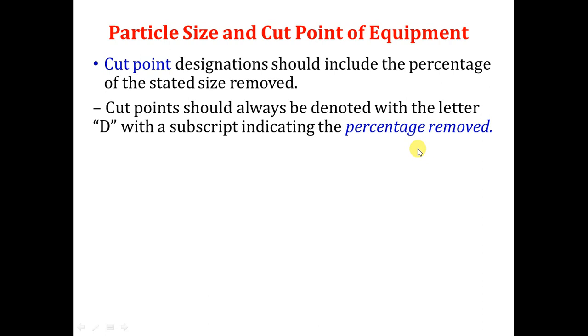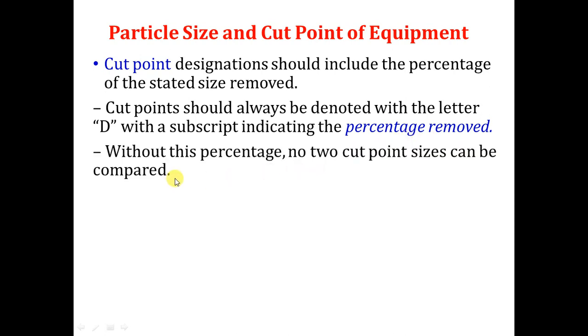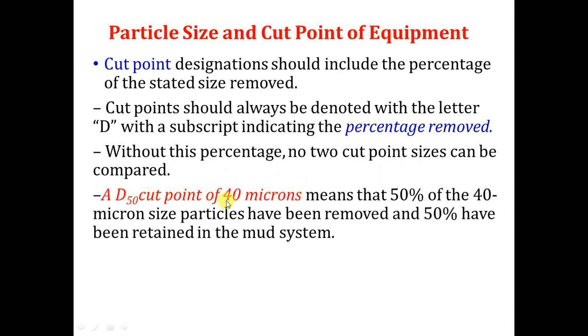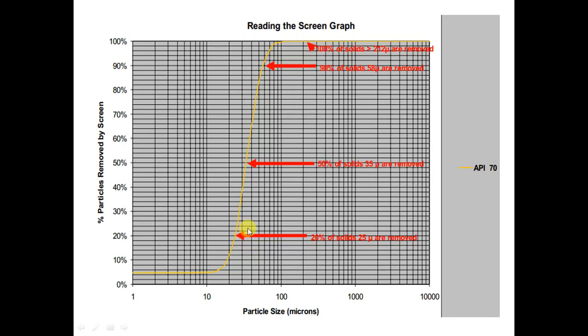So take care of this point, because D50 means that 50% will be removed and 50% will pass back to the mud. When I say D80 or D16, the subscript below the D is the percentage removed. Without this percentage, no two cut point sizes can be compared. A D50 cut point of 40 microns means that 50% of the 40 micron particles have been removed and 50% have been retained in the mud system.